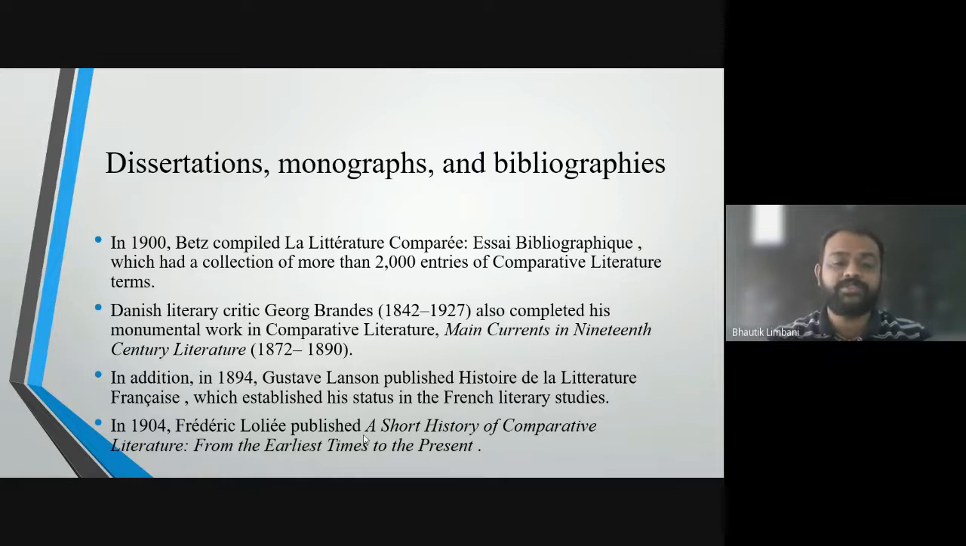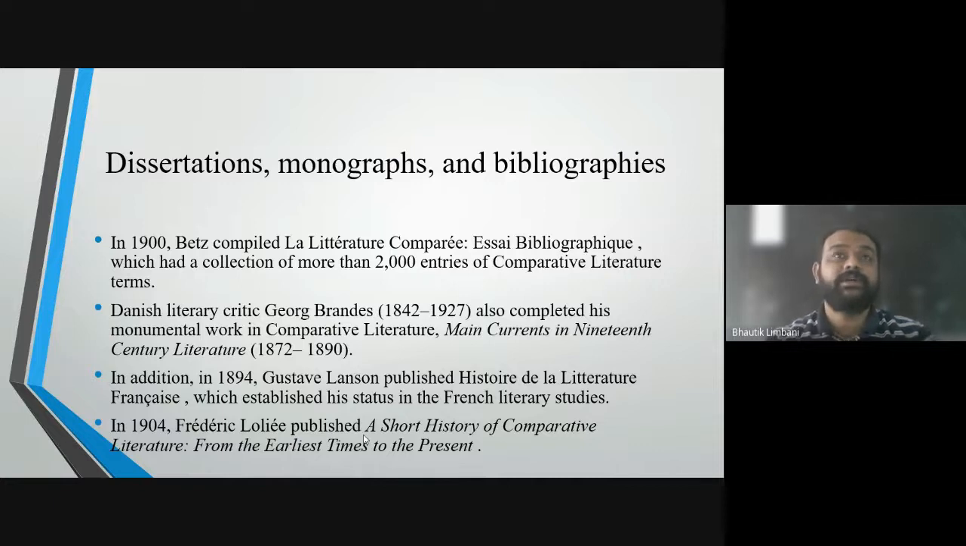These are some of the names, you may write them down, some examples of founding dissertations, monographs, and bibliographies. The first batch: he compiled a book with 200 entries of comparative literary terms, in the beginning of the 20th century. So now it is forming a strong ground. It started in the 1820s, but when we come to the beginning of the 20th century, we see some profound works coming out.